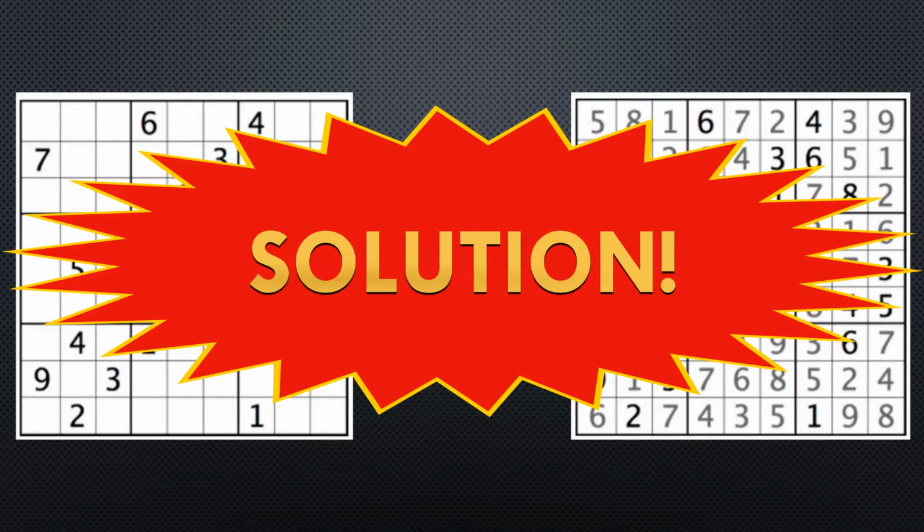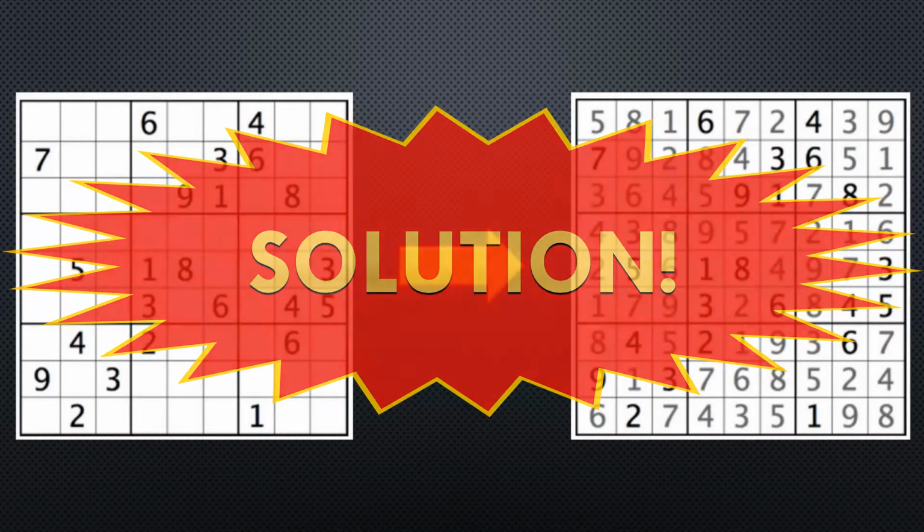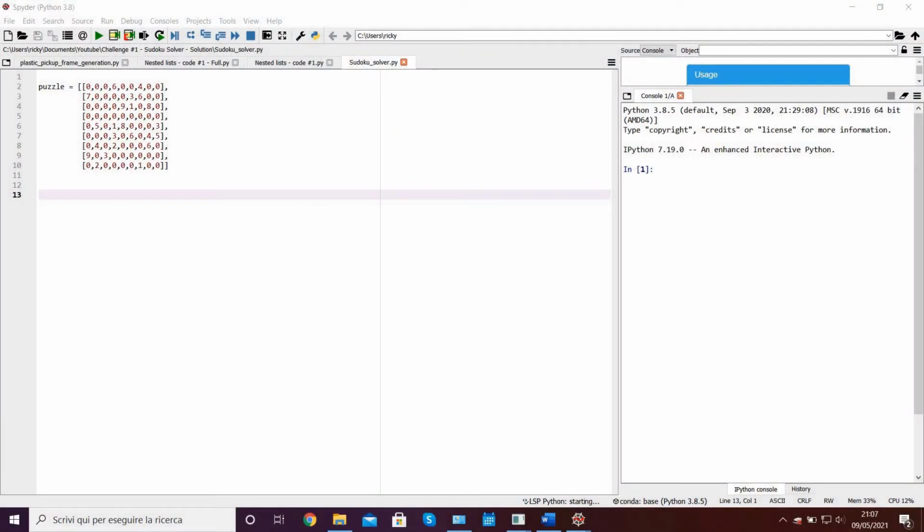For those of you who have already given it a go, here's my solution. Bear in mind that this is not the only solution and that yours could be different. Nevertheless, here we go. First, let's write out our Sudoku puzzle. As you can see, I've already done it, and I've used a list of lists. This type of variable is called a nested list.